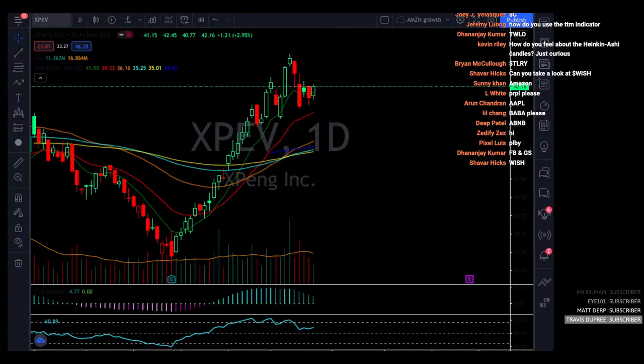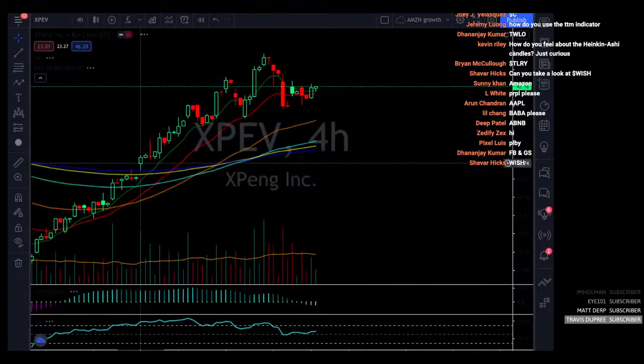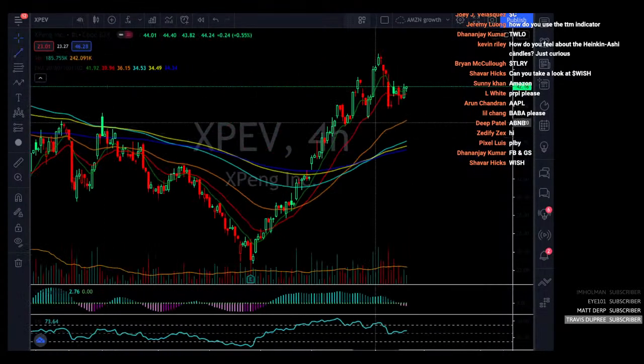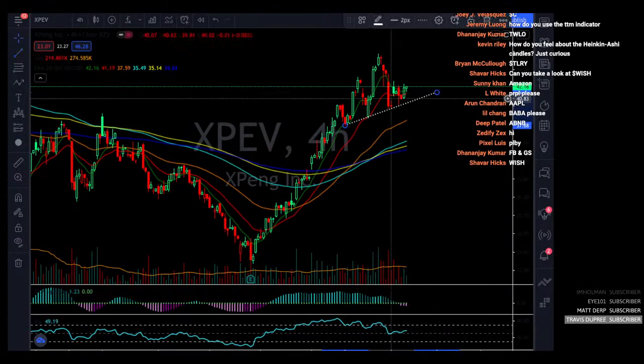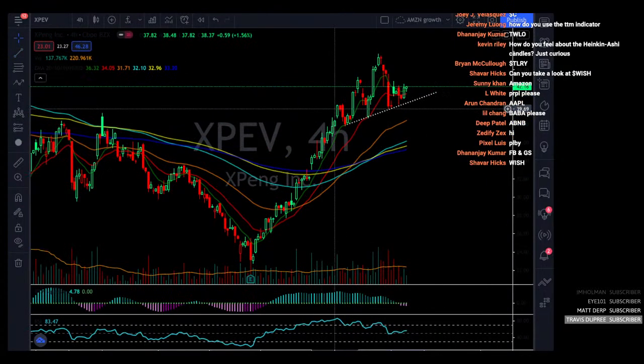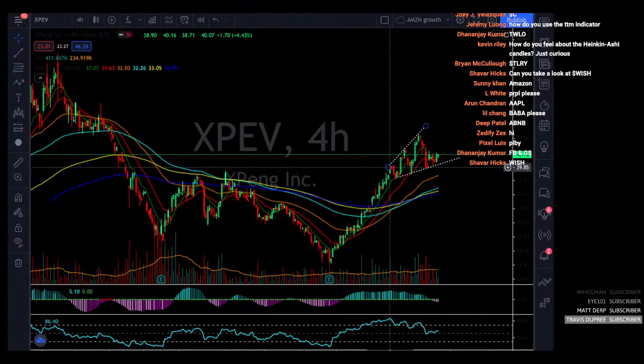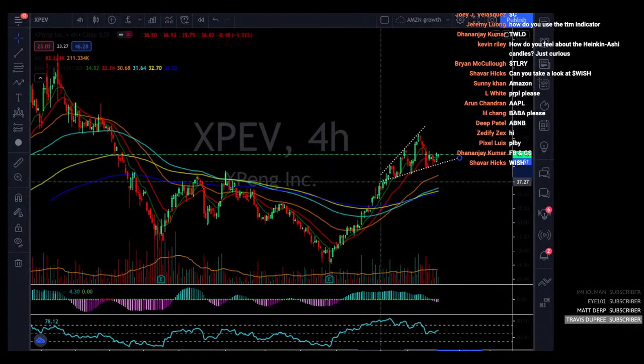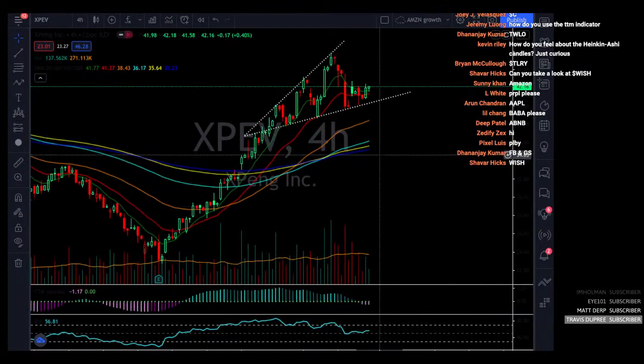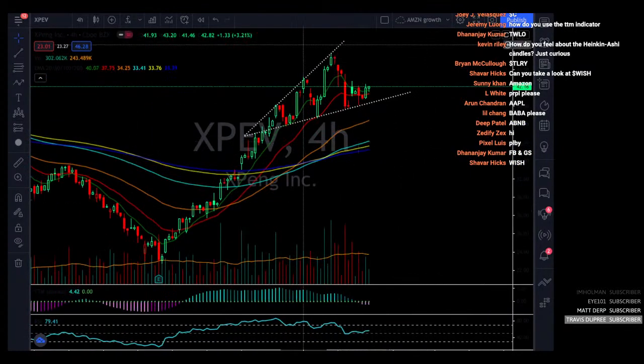Okay, so I do see an ascending broadening wedge. I think that qualifies it pretty well, actually. So an ascending broadening wedge is a bearish pattern, and it's basically just a megaphone pattern angling upwards, which is exactly what's happening right now. Bitcoin had a similar pattern, but it was the descending broadening wedge, which is the complete opposite. It's bullish. Currently, XPeng has an ascending broadening wedge, which I think is bearish. Not I think, but it is bearish.